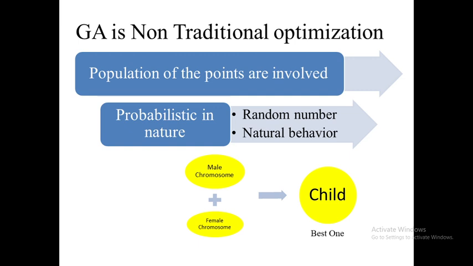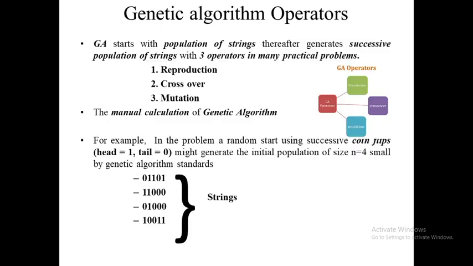It follows two steps. One is that a population of points is involved. The second step is probabilistic in nature, which follows two steps: one is random number generation, another one is natural behavior following. What is the natural behavior? Generally, to get a baby, the combination of a male chromosome and a female chromosome are the responsible factors. But how can we get the best child? The best child we can get through three operators: reproduction, crossover, and mutation.